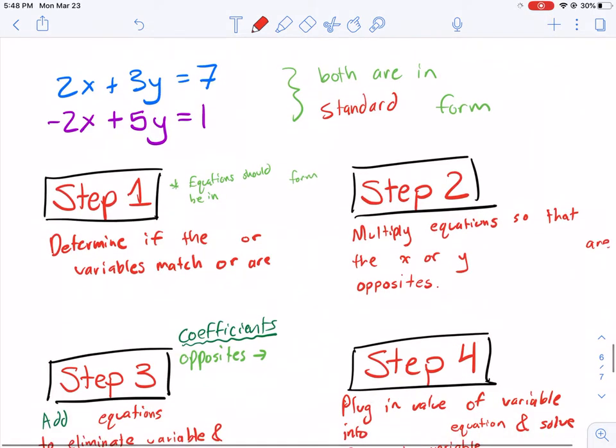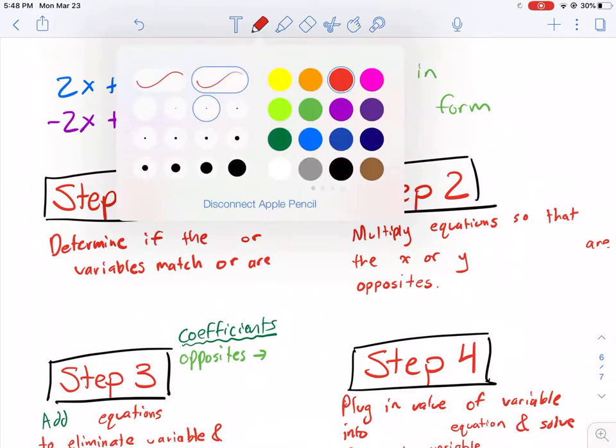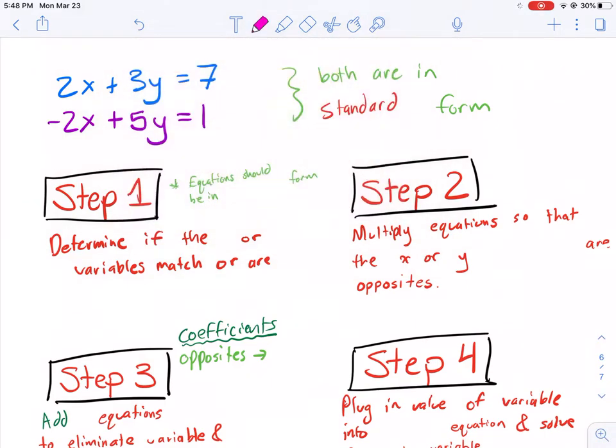So these are both in standard form, and you'll realize that equations should be in standard form if we're going to use elimination. That makes it much easier for these processes. So it's a four-step process, and step one is determine if the x or y variables match or are opposites.